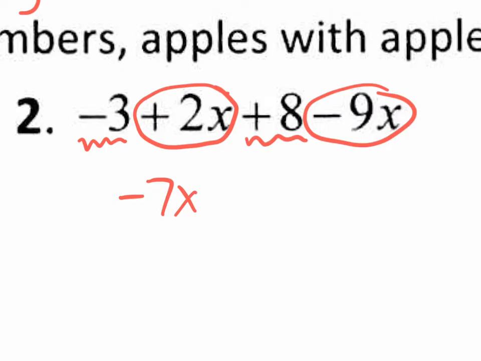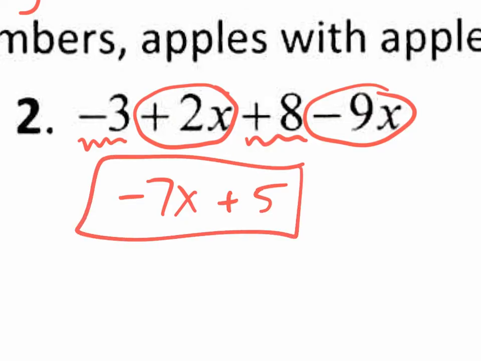Bring it down. But as I bring it down, I might as well combine the negative 3 with the positive 8. Why is that? Because they're both numbers. They're alike. Again, remember, you could combine x's with x's and numbers with numbers. That's why I circled both of these because they combine to give me this. That's why I squiggly lined both of these because they combine to give me 5. And positive 5 would be the more appropriate answer. So there's your answer, negative 7x plus 5.